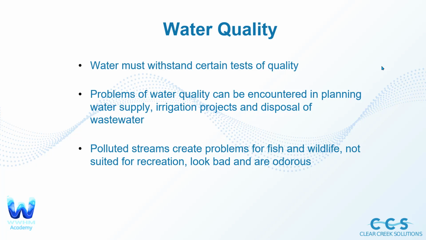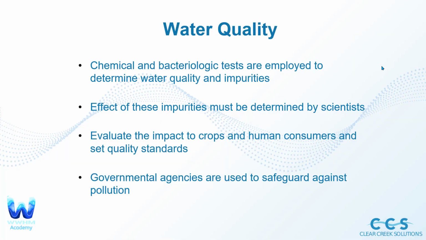If your river looks horrible, no one wants to be in it. It's going to ruin the recreation in the area. It's going to look bad. It's going to be horrible for the reputation of the area. So fixing these things is very important, and using water quality tests is how we're able to determine what makes up the water. So chemical and bacteriologic tests are employed to determine water quality and impurities.